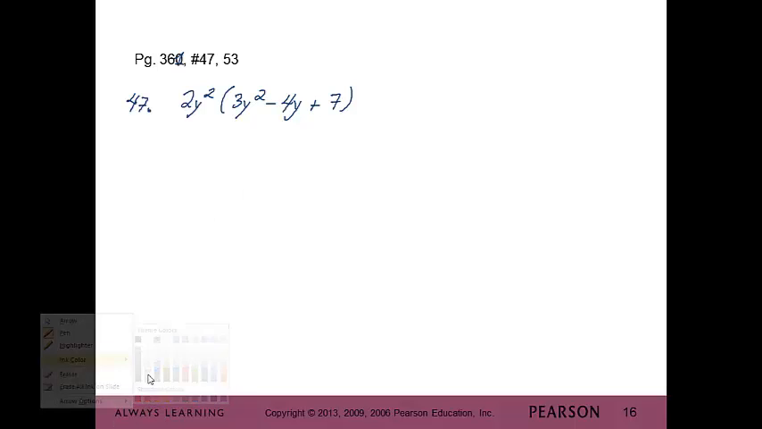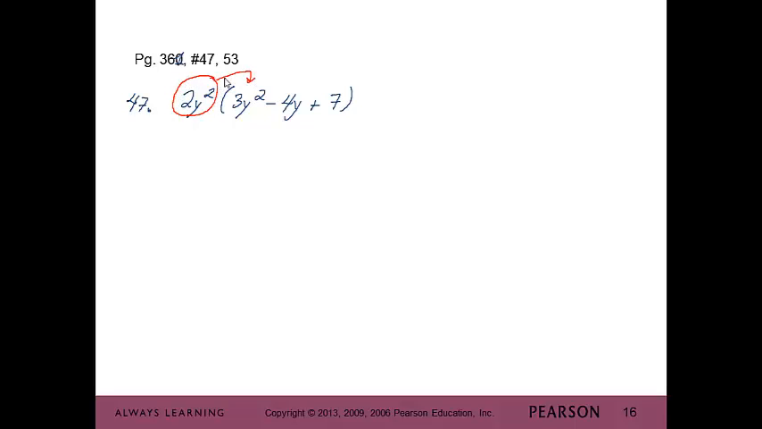So again, in our books on page 361, let's look at number 47. Our instructions say, find each product of the monomial and the polynomial. For 47, we have 2y squared times 3y squared minus 4y plus 7. So the monomial is the 2y squared, and the polynomial is the 3y squared minus 4y plus 7. So we're going to take the 2y squared, and we're going to multiply it by each term inside our parentheses.